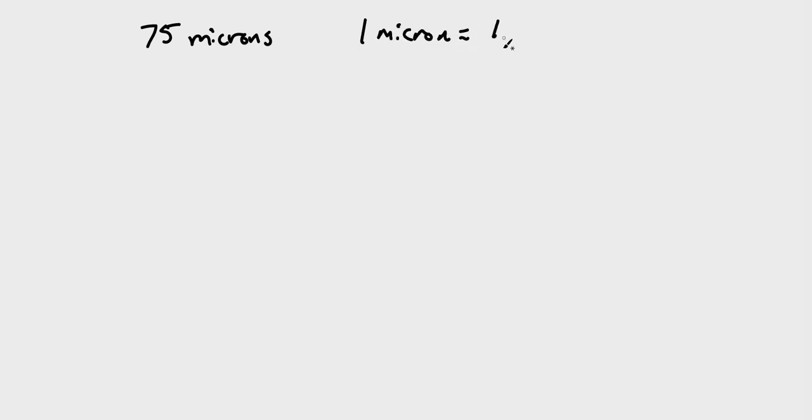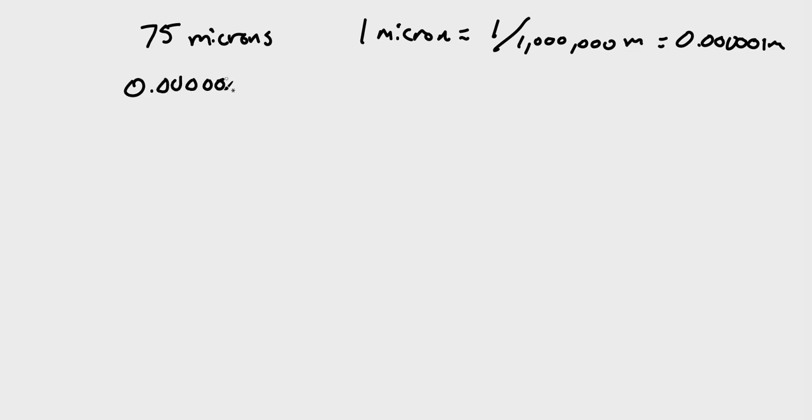Okay, 1 micron equals 1/1,000,000th of a meter, or 0.000001 meters. So 75 microns equals 75 times this, which is 0.000075 meters. Okay, so how do we write this in scientific notation?